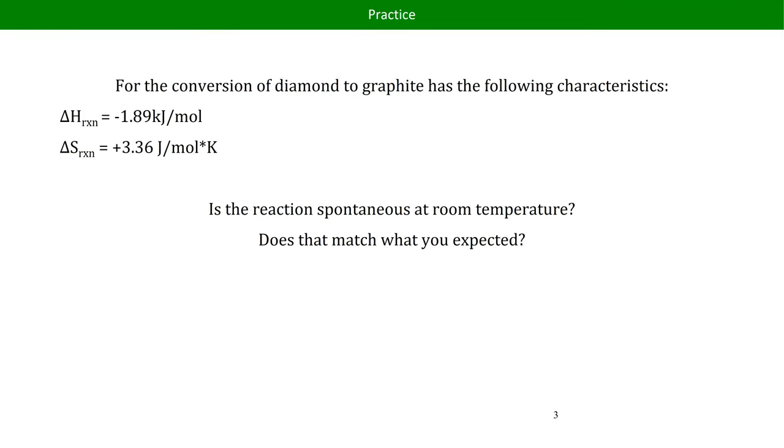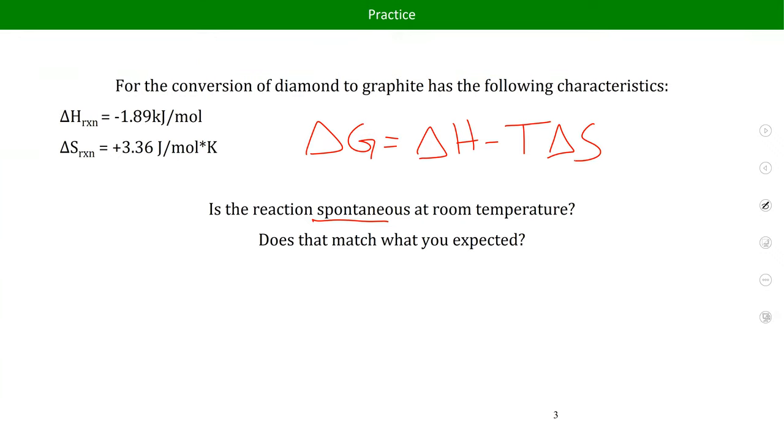All right, so we ended talking about thermodynamics on Thursday. And a reminder that our definition of spontaneous is based on our Gibbs free energy, right? So we've got delta G equals delta H minus temperature in Kelvin times delta S. So if we know delta H and delta S and the temperature, we should be able to predict whether or not this is a spontaneous reaction.